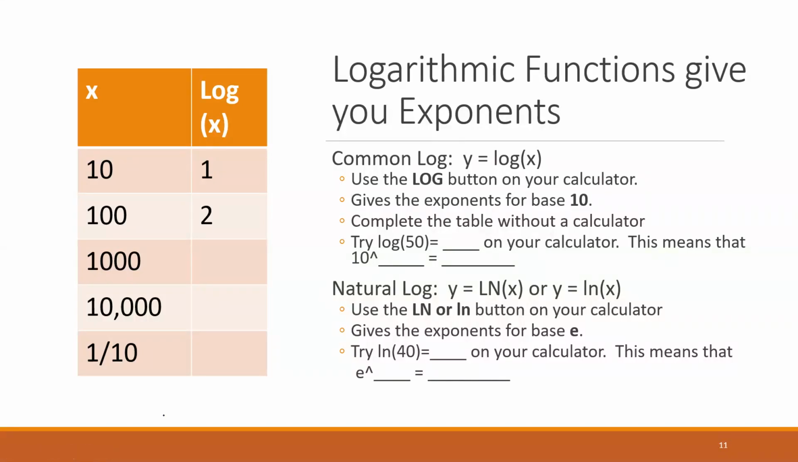There are two types of logarithms: the common log, which is when we use the LOG button on our calculator, and the natural log, which is when we use the LN button on our calculator. It will really depend on when your calculator was made whether you have uppercase LN or lowercase ln, but they have the same meaning. So going back up to common logs, using the LOG abbreviation and button on your calculator gives exponents for base 10. This is what our number system is based on.